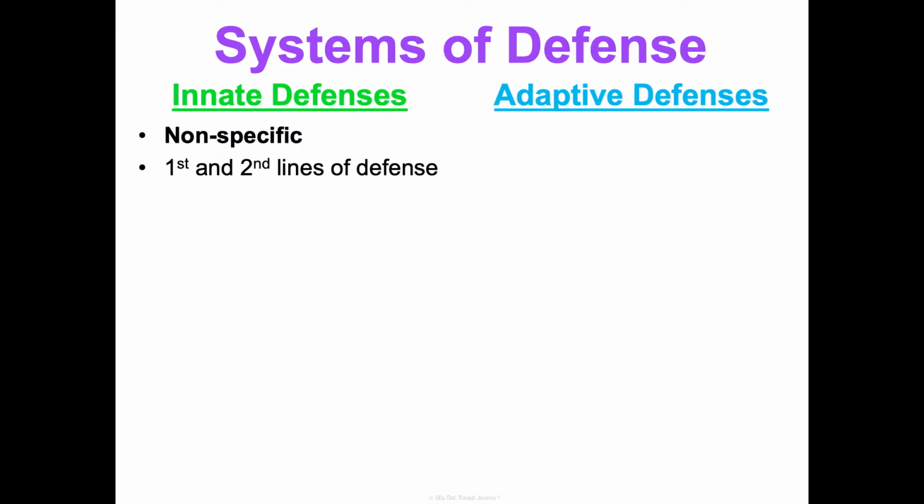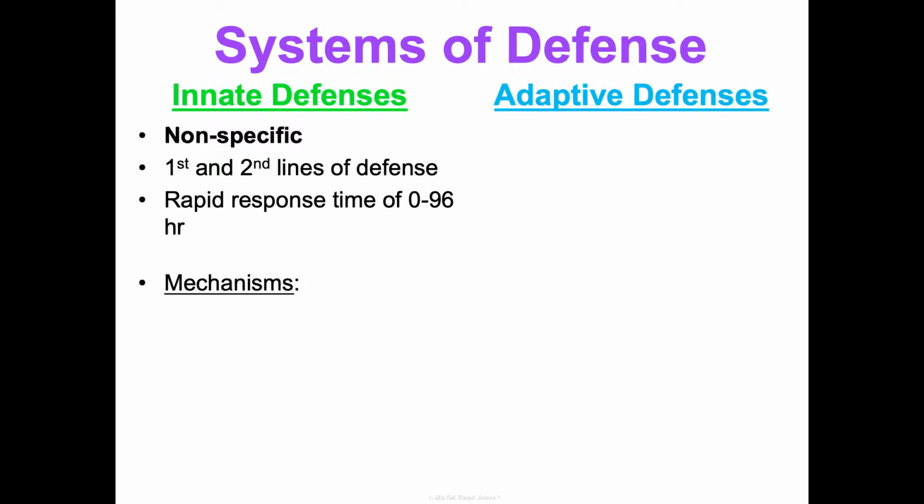We consider our innate defenses our first and second lines of defense. And it's a pretty rapid response time. It's going to respond to some sort of invader within 0 to 96 hours, so basically 0 time to 4 days.